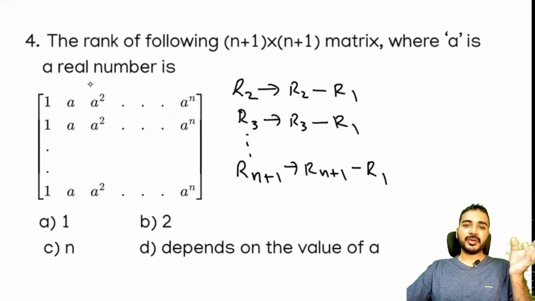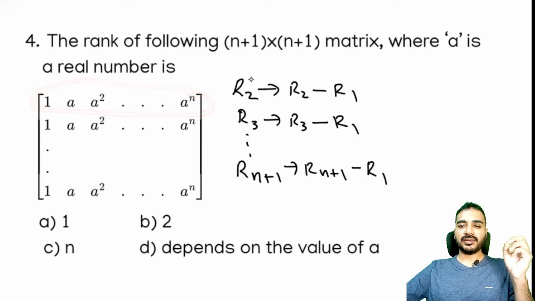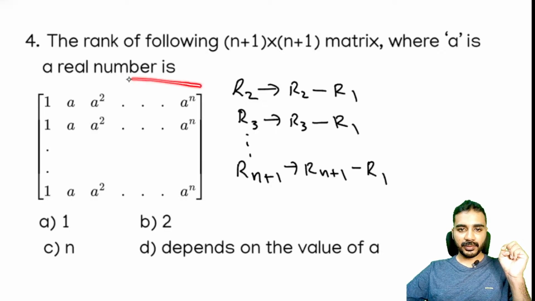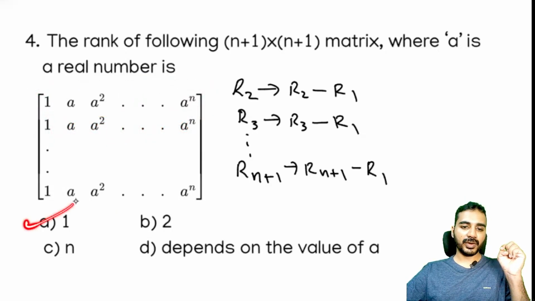So what is the maximum order of minor that we can get from this one row? That is nothing but 1 here. So if we do these operations, we will be getting the reduced echelon form or the equivalent matrix as this row only, and all other rows will become 0. So the rank of this matrix is nothing but 1 here. So the final answer to this problem is 1.